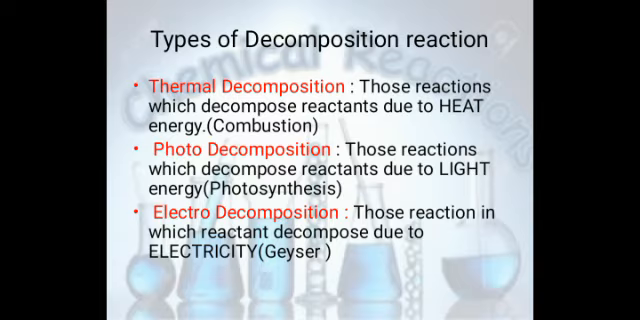The third type of decomposition is electrodecomposition. This is in everybody's home. These are reactions in which a reactant decomposes due to electricity. So a geyser, suppose you are boiling water using electricity, that is decomposition of water and is called electrodecomposition. This is one example of electrodecomposition.